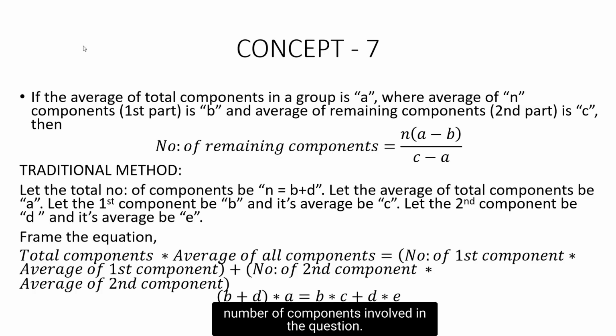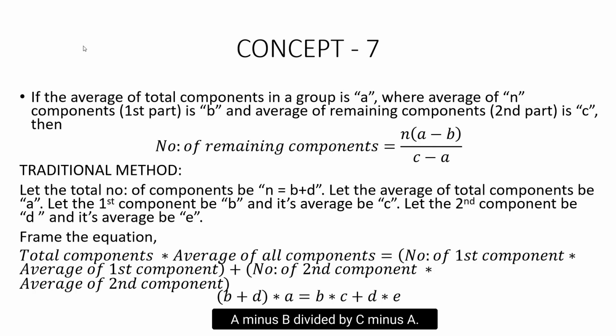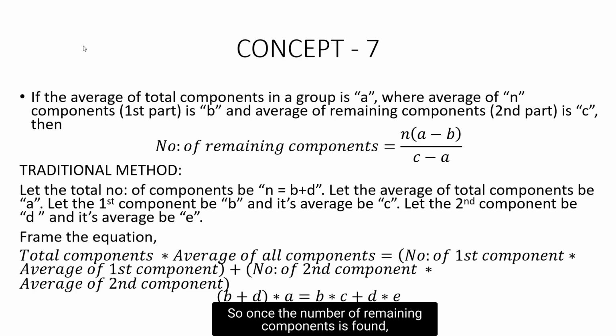So, if the average of the total components in a group is A, where the average of n components is B and the average of the remaining components is C, we can find the number of remaining components using the formula n(A - B) / (C - A). Once the number of remaining components is found, we can easily find the total number of components by adding the two halves of the components.